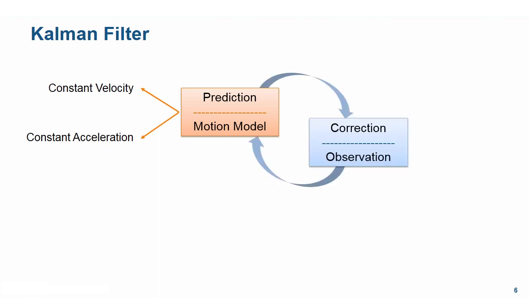The second step is correction. Based on measurement or observation, the Kalman filter can correct itself. This measurement could be any object detection algorithm that could return the center of the detected object. Note here that we are talking about the center of the detected object and not the bounding box around the detected object, which was the case in the histogram-based tracker.